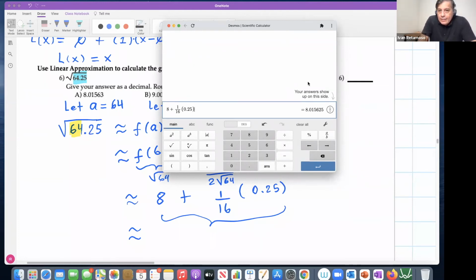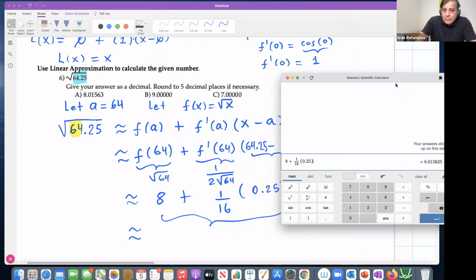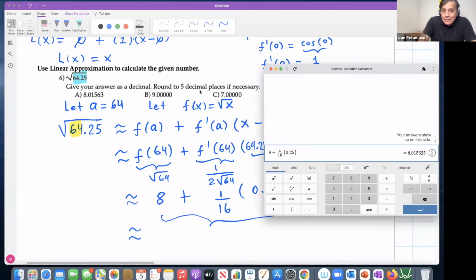And that's it. It's giving me 8.015625. Follow the instructions for the rounding. They say round to 5 decimal places, right? So you're gonna go up to here, right? 5 decimal places. This number 2 becomes 3, right? Becomes 3. So it's this guy, right? The first one, A. Follow, guys? Yeah, great. So for number 6, we're talking about A, right? A. Rounded to 5 decimal places, they should be this.